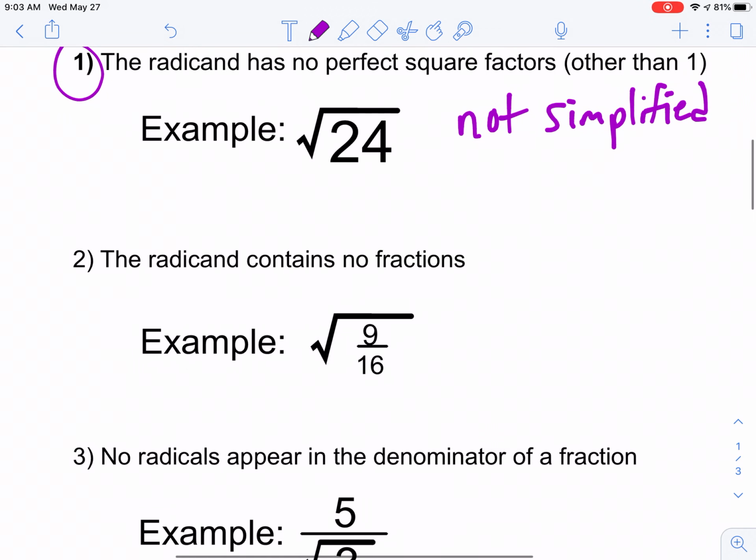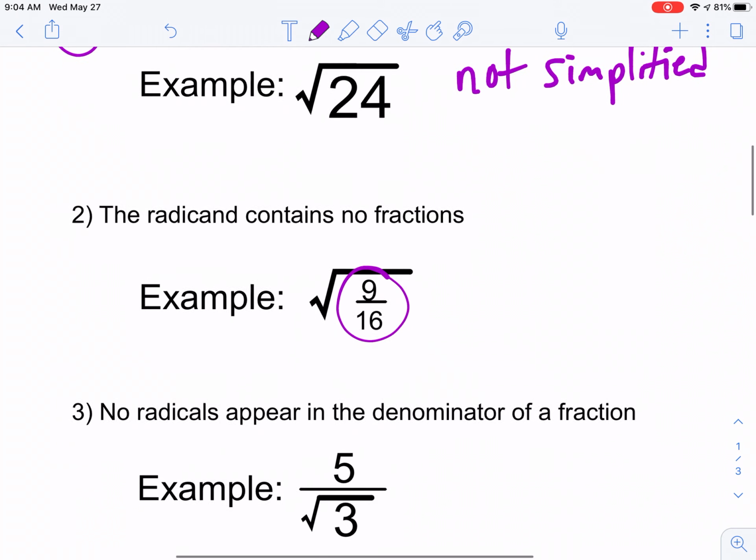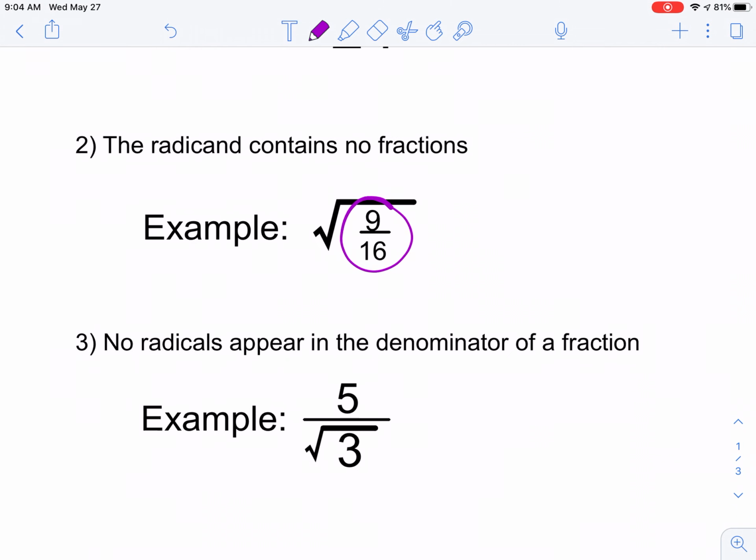Rule number 2, you're not allowed to have fractions underneath a radical. So this must be simplified, and we will learn how to simplify that as well. Finally, rule number 3, you're not allowed to have a radical in the denominator of a fraction. Okay, see how the radical's below the bar? Here's the bar right here, the fraction bar, and we have a radical below it. That's not allowed in math. So we're going to have to figure out how to simplify that as well. And that'll be in the next lesson.